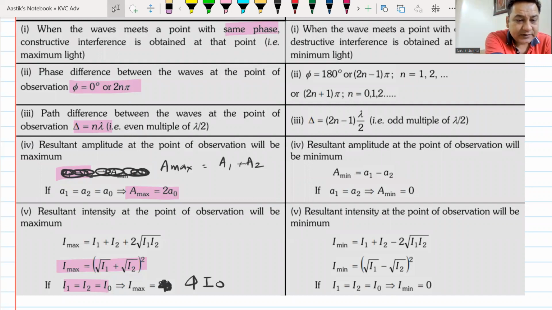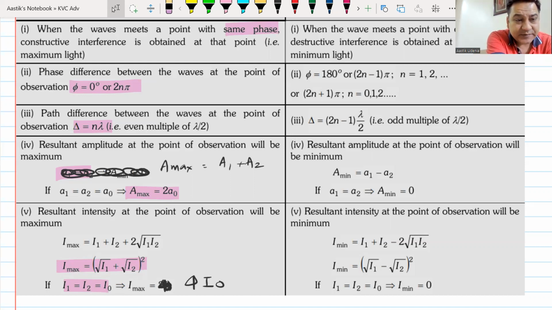Then we had the points where the phase difference between them was an odd multiple of pi, and we call it destructive interference. The resultant intensity there was (root I1 minus root I2) whole square. Is it clear to everyone? Yes, sir. We saw examples of this, and let us now move on to the main heading of this chapter.